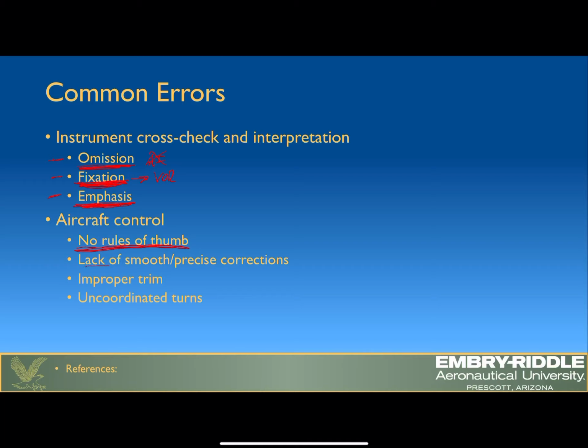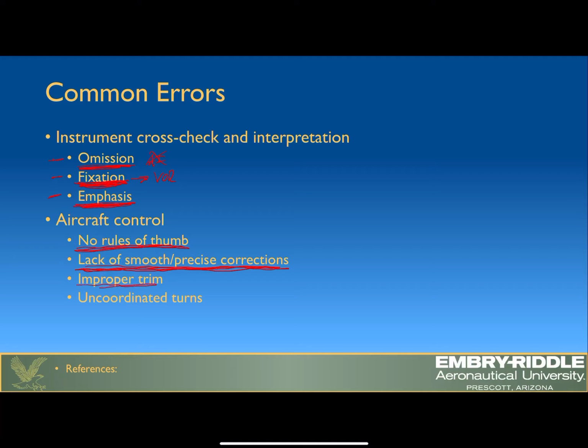People also will tend to make abrupt control movements, or just over control the aircraft. Everything you do in instrument flying should be slow and smooth. There should be no abrupt movements when you're controlling your aircraft. So that's why we have a standard rate turn. We don't want to turn too fast. We don't want to make the aircraft jump around. Everything should be smooth and precise.